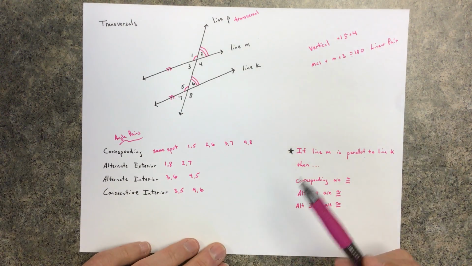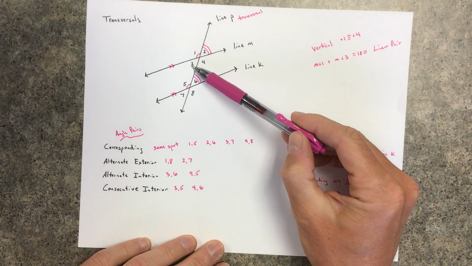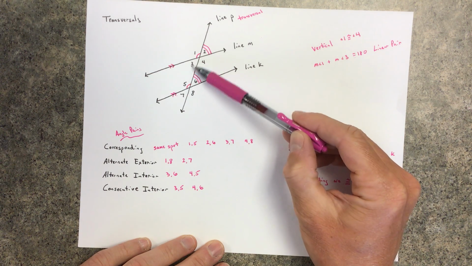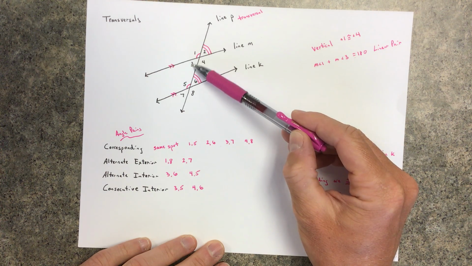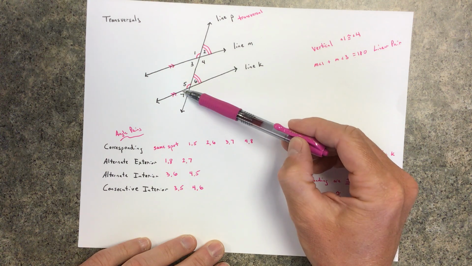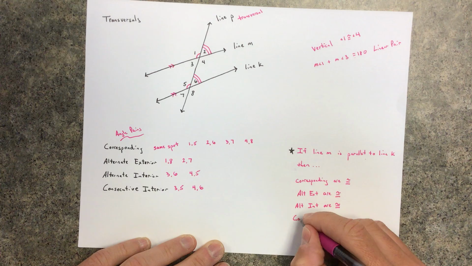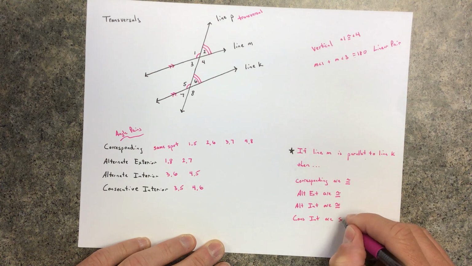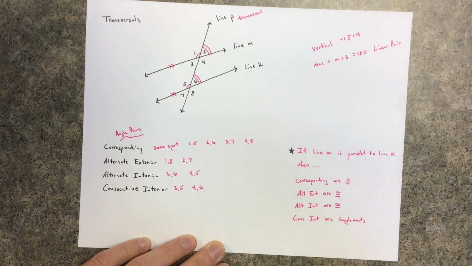So let's go through this logic again. If 1 and 3 are supplements, but 1 and 5 are congruent, then don't 3 and 5 have to be supplements? Whatever measure 3 is, if 3 plus 1 is 180, but 1 and 5 are the same, then 3 plus 5 has to equal 180. So consecutive interiors are supplements, meaning they add up to 180.